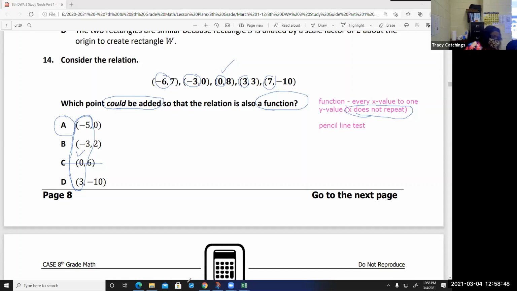So when they're talking about functions, we want to make sure that x is not repeating. We can care less about y as long as that x isn't repeating. Any questions? Got it? Okay.